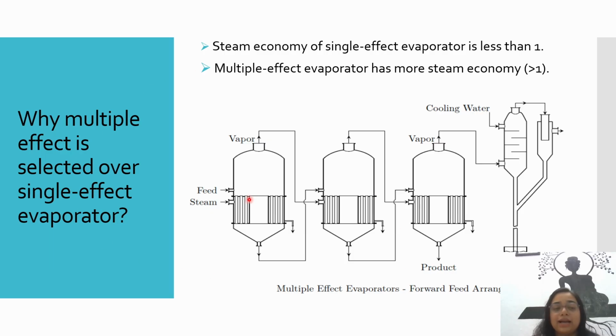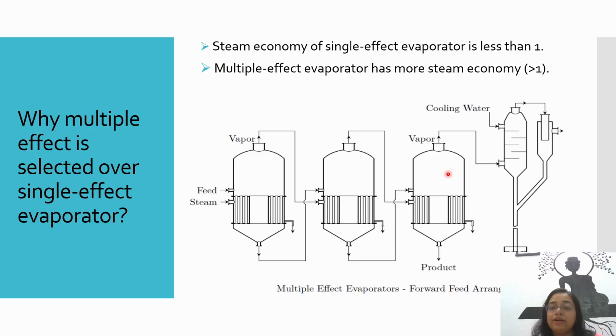So now in this slide we will discuss why a multiple effect evaporator is sometimes selected over the single effect evaporator. What are the main advantages if we use a multiple effect evaporator in place of the single effect evaporator? In the previous slide, we discussed that the steam economy of a single effect evaporator is always less than 1. Now this is a schematic representation of the multiple effect evaporator. You can see here, this is effect 1, this is effect 2, this is effect 3.